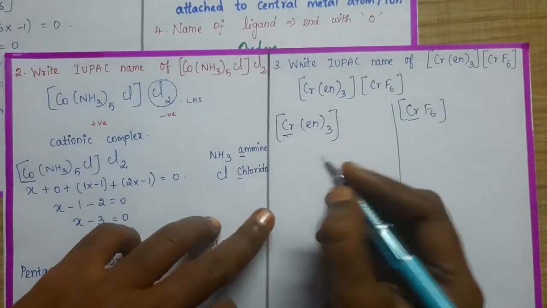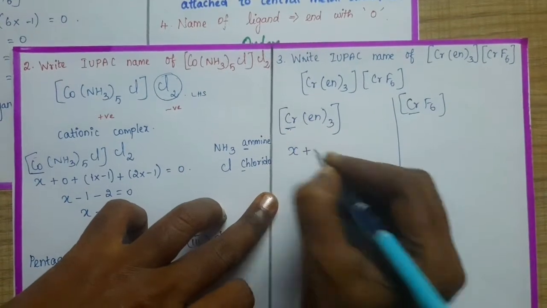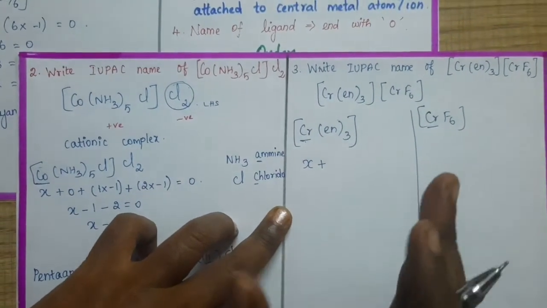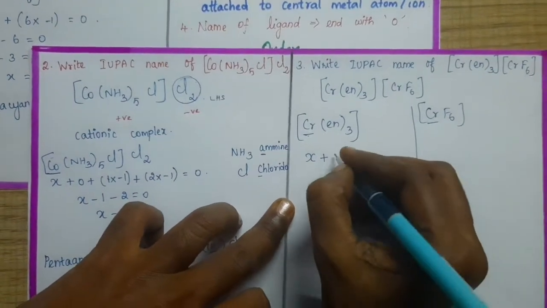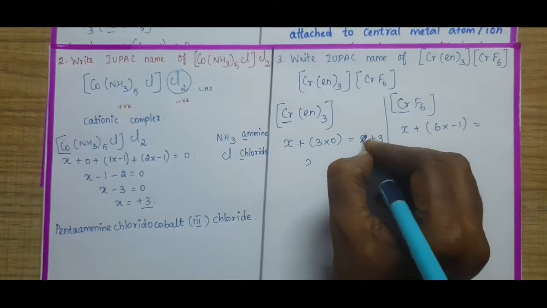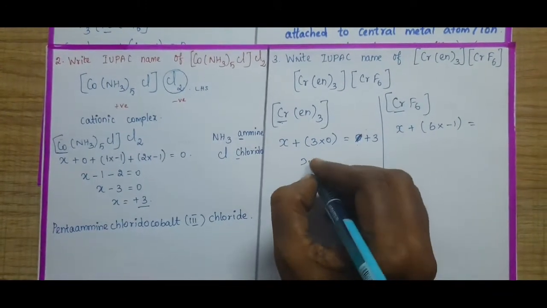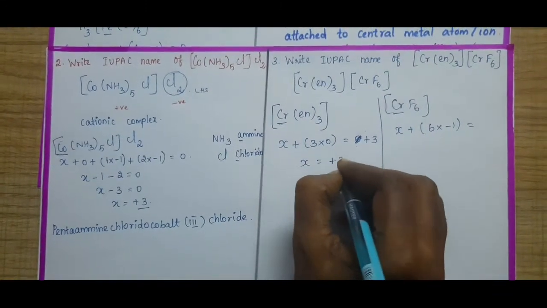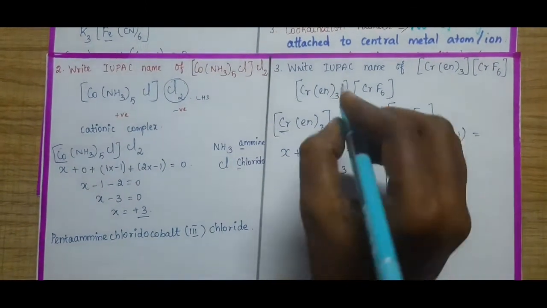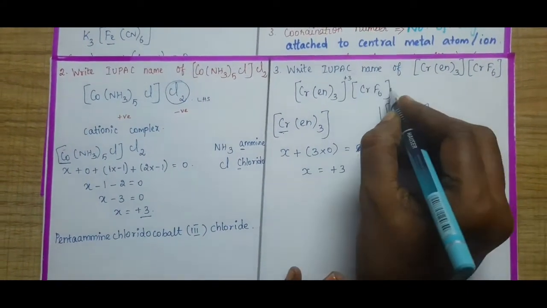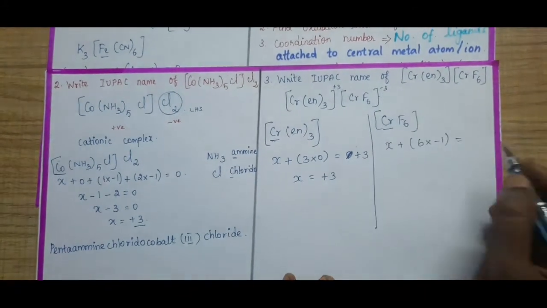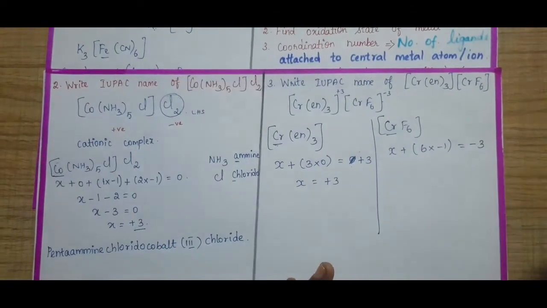For chromium, let me consider it as X plus the bidentate ligand ethylene diamine. It is also a neutral molecule, so we can consider it as 0. So 3 into 0, plus X is plus 3. So X will be equal to plus 3. For chromium, it is plus 3. And for this chromium, if it is a plus 3 complex, then the other one will be the counter ion of this. So it will obviously be minus 3, isn't it? So we can put minus 3 here.